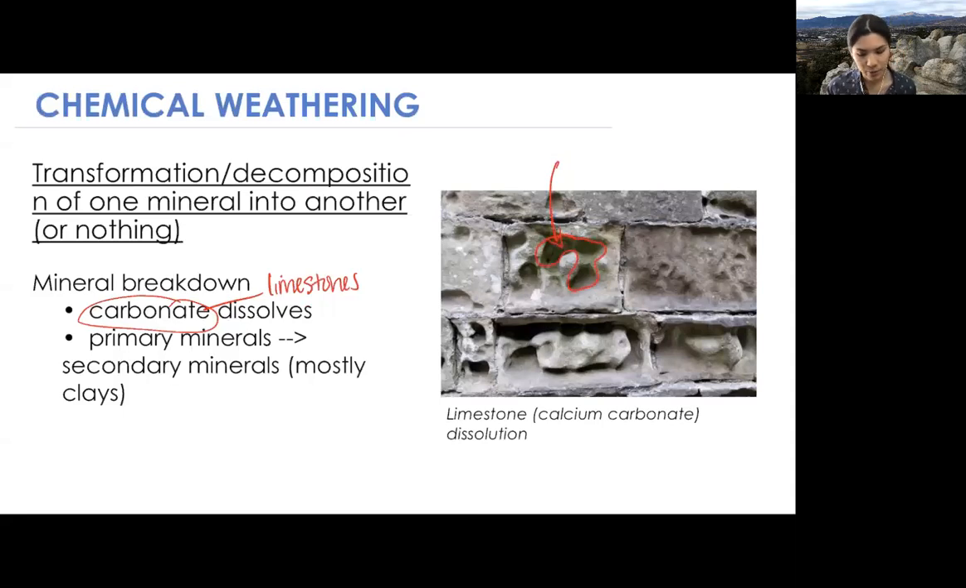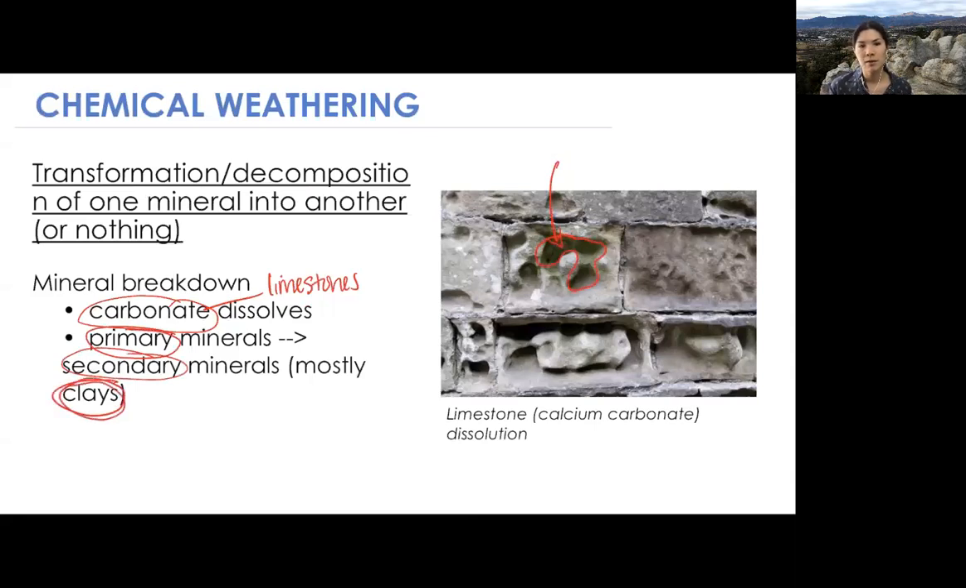The other type of chemical weathering is going to take a primary mineral and turn it into a secondary mineral. So there's still going to be material there. Unlike the example of the limestone dissolution, there's not a hole left behind, but we're leaving behind a different type of rock. In most cases, these primary minerals are going to weather away into clays.